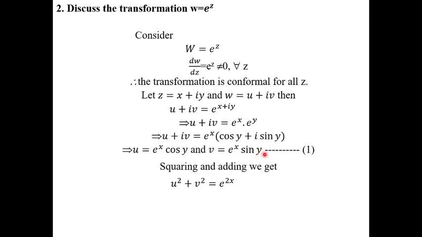Now squaring and adding equation 1, we get u square is equal to e power x cos y whole square and v square is equal to e power x sin y whole square. Then what is the LHS? LHS is u square plus v square, which equals e power 2x into cos square y plus e power 2x into sin square y. Among these two, e power 2x is common, take it outside: cos square y plus sin square y. What is cos square y plus sin square y? It is 1. Therefore, u square plus v square is equal to e to the power of 2x.